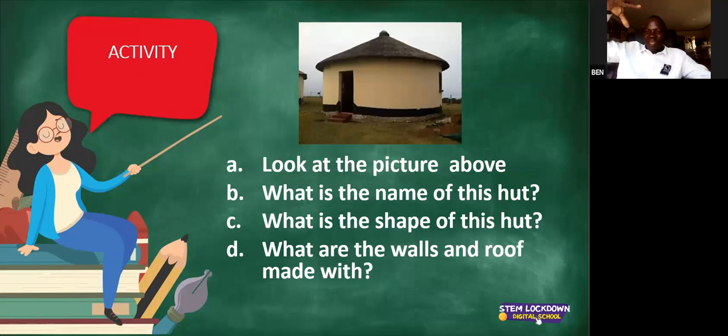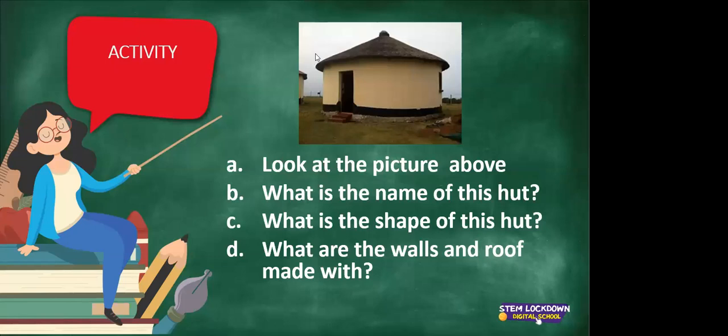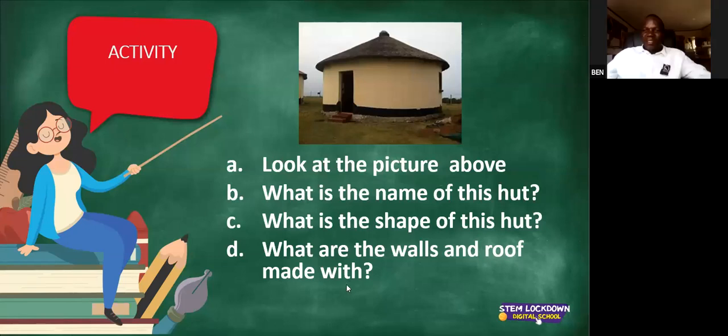And the top is a cone. The top part is a cone. Yes, the roof is a cone. And now the walls are a cylinder. We can see, yeah, cylinder. Good, good. I like the terms that we have used for science. It's a cylinder shape and a cone shape on top.